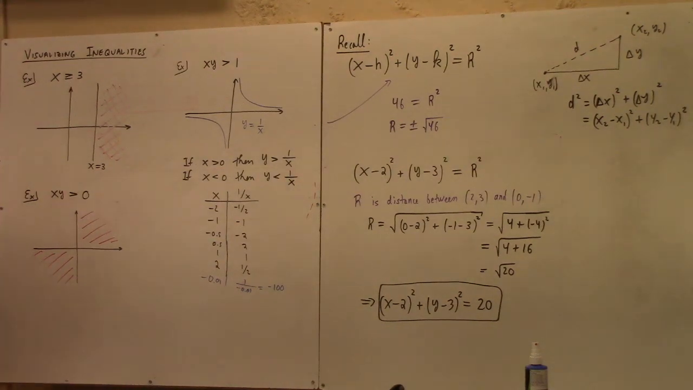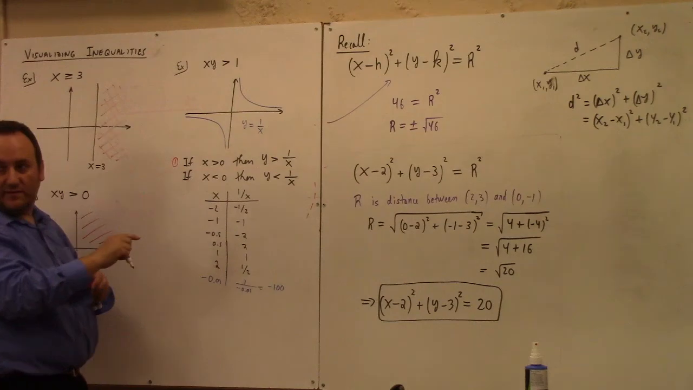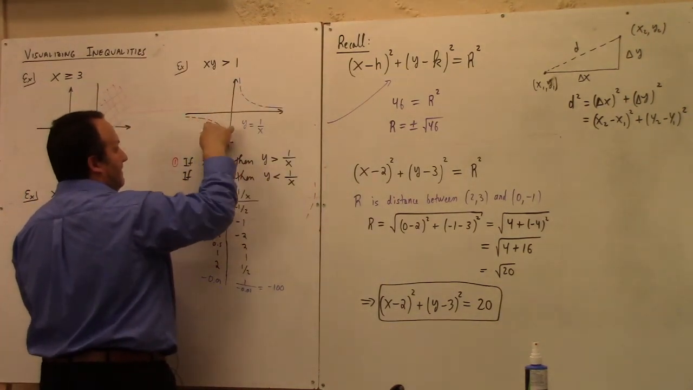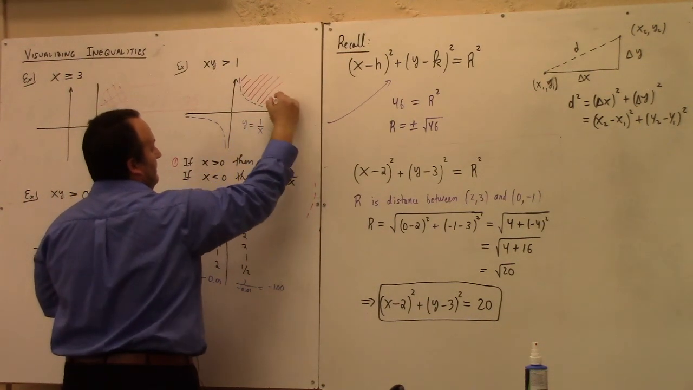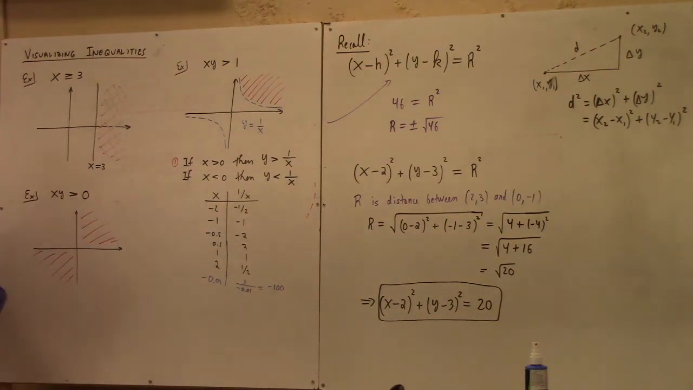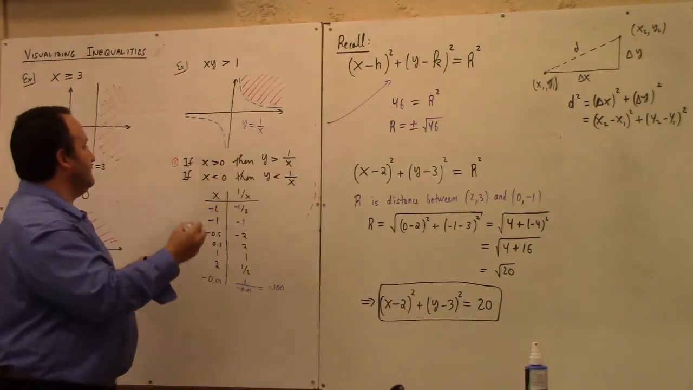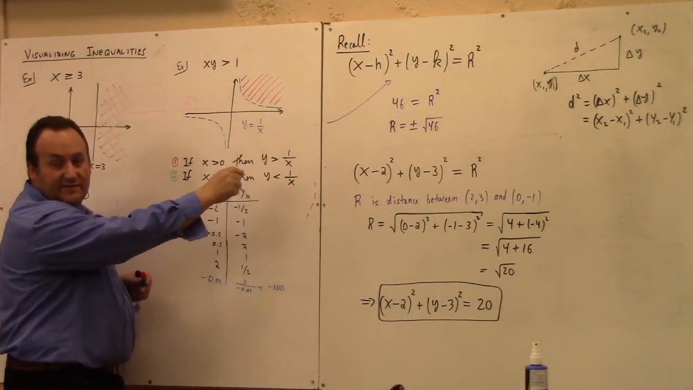So we have two cases, 1 or 2. Case 1: y is greater than 1 over x. So the curve itself is not actually included in the solution set, but anything up here solves it. And then case 2: y less than 1 over x, so that's down here.